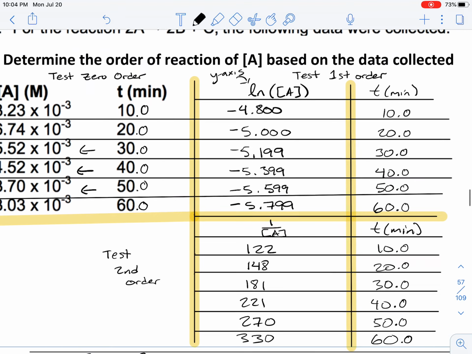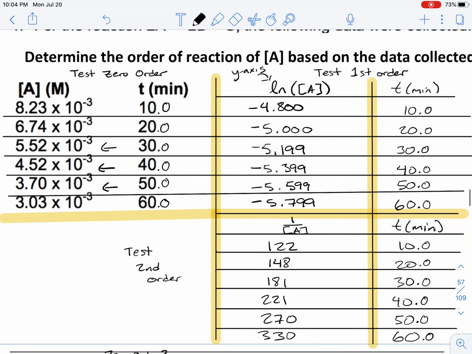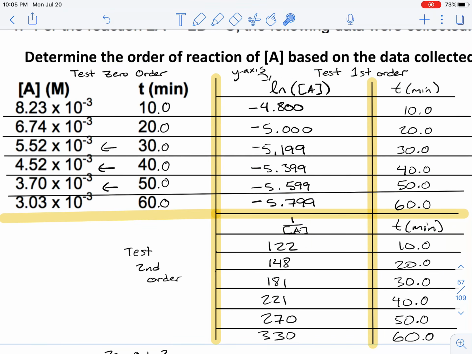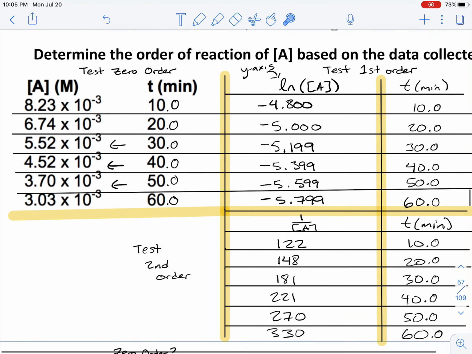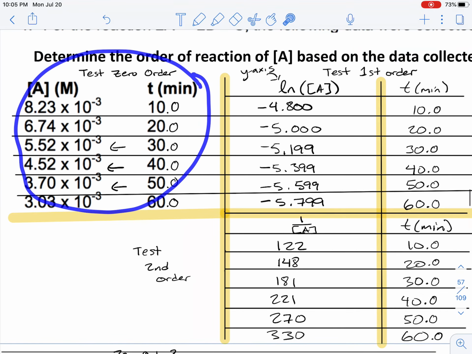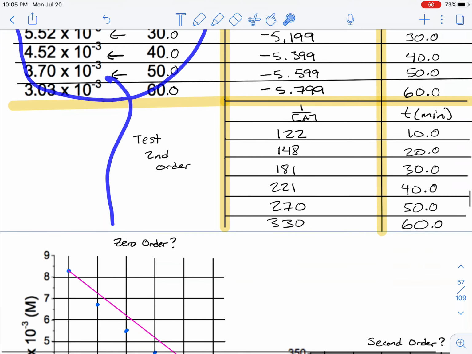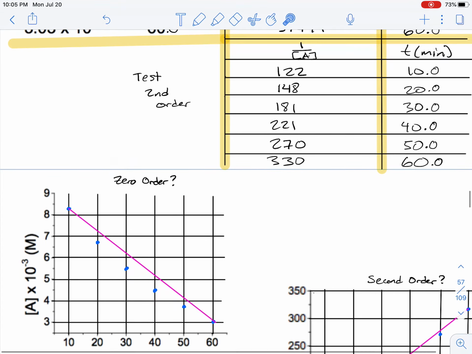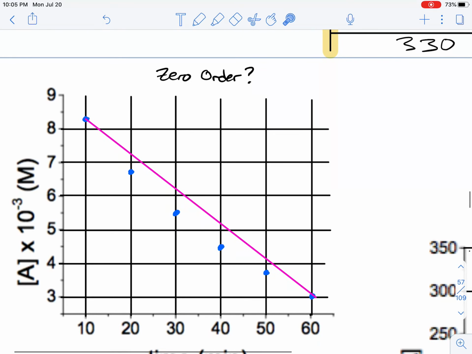So now that I have all of my data points filled in, I can go ahead and plot all of these data points on 3 separate graphs. And each of those graphs is going to test for a specific order of reaction. And so I'm going to go ahead and test for 0 order. And so I'm going to graph these points, and I've kind of already done so. Okay. So I'm going to zoom in here. And I'm going to erase this pink line for now.